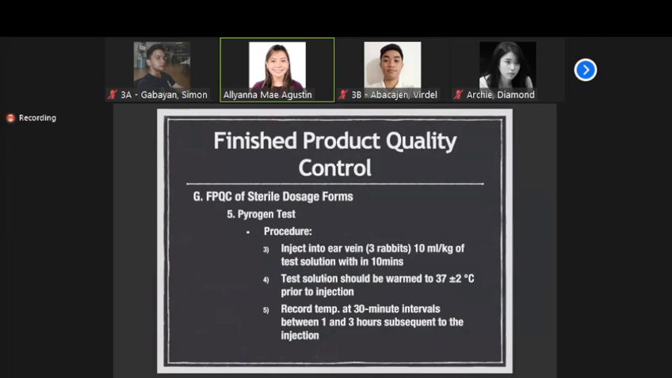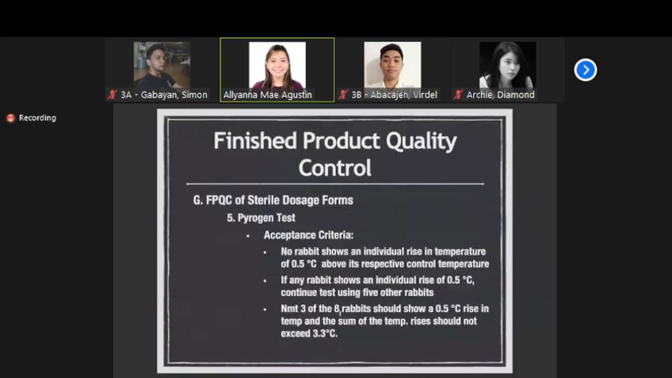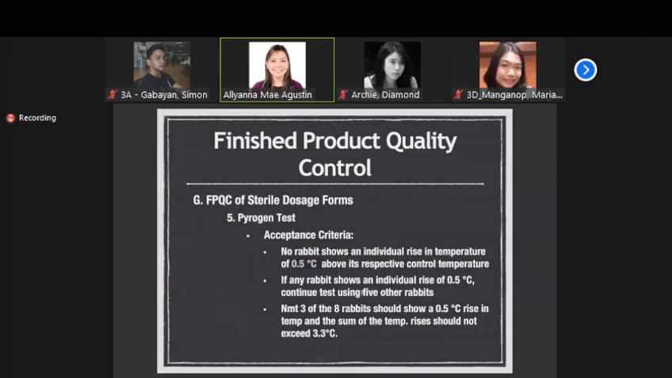Okay, so using 3 rabbits, inject your product, 10 ml per kilogram of the test solution, and then observe the temperature every 30 minutes, for the first and 3 hours after injection. So acceptance criteria, dapat walang rabbit na mag-show ng increase ng temperature of 0.5 or greater. So, dapat hindi mag-exceed ng 0.5 or hindi maging 0.5. Kung merong nag-0.5, magdagdag ng 5 other rabbits. So, 8 na. Diba 3 sa una.